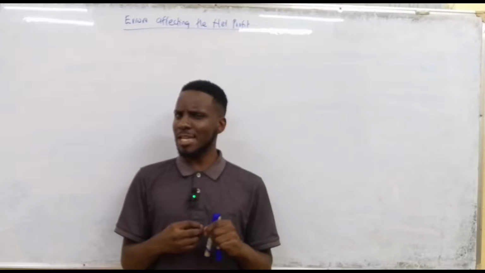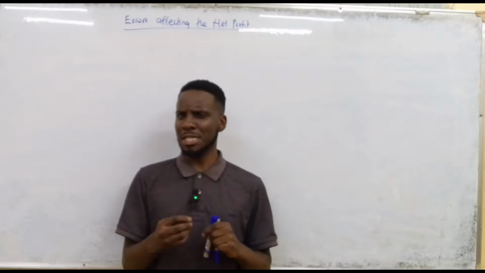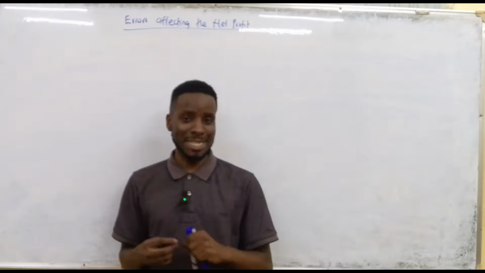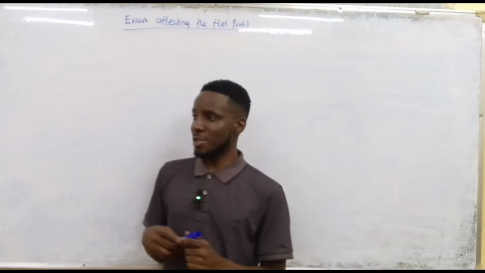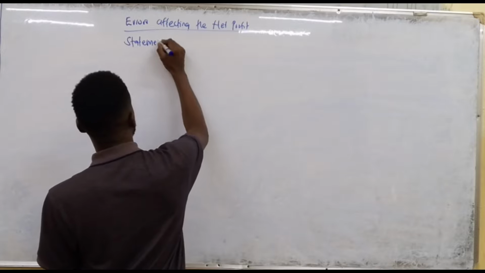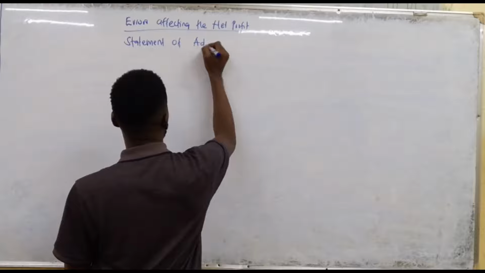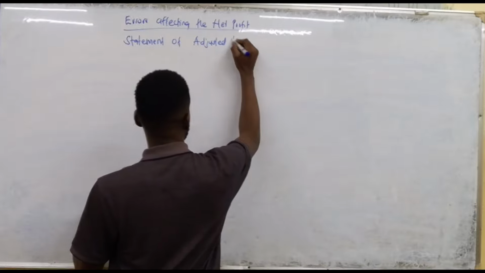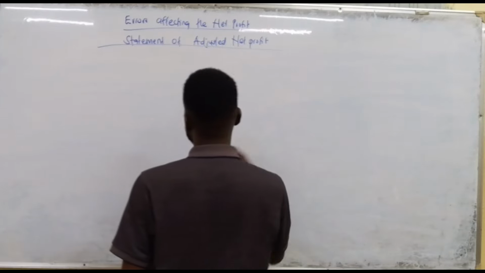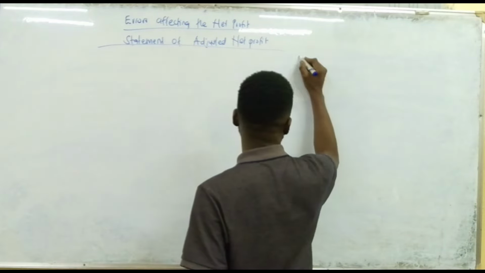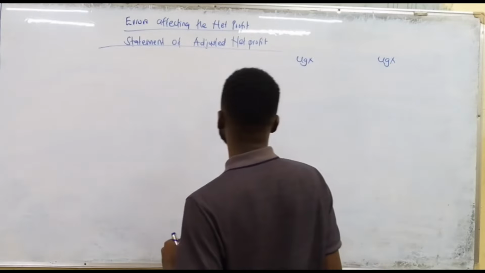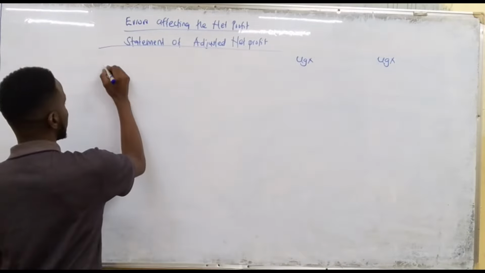Now, because of that, you shall be required to prepare what they call the statement of the adjusted net profit, or the statement of the corrected net profit. Now, it looks like this. Statement of adjusted net profit. Now, I'm going to have my Ugandan currency here, like this. Of course, we shall begin with the net profit. It will be given to us.